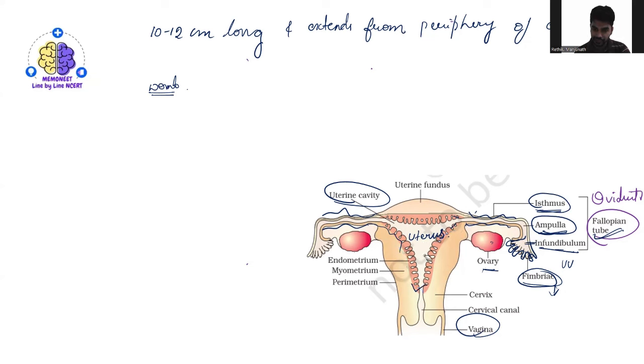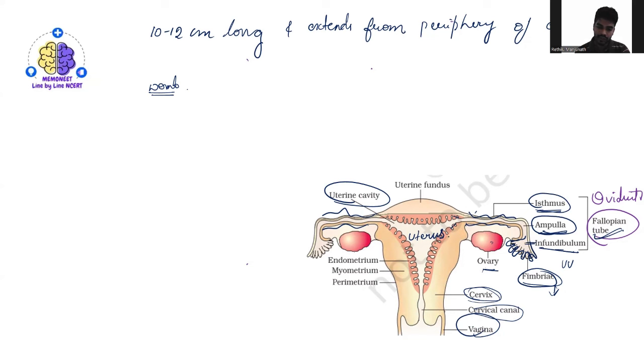The uterus is open to the vagina through a narrow cervix. This is the cervix region. Through the narrow cervix region, the cervical canal leads to the vagina. The cavity here is nothing but a space, and that is called the cervical canal.